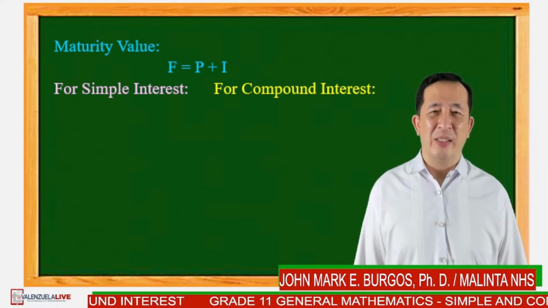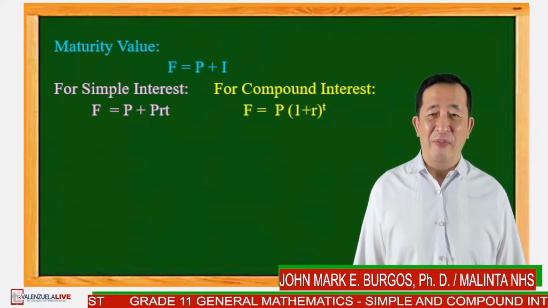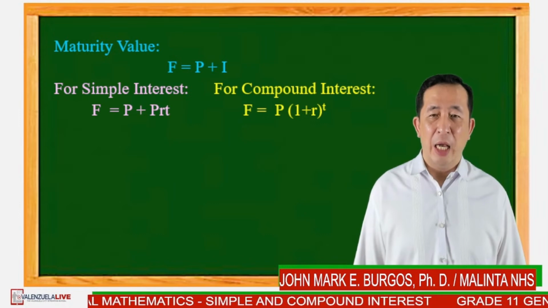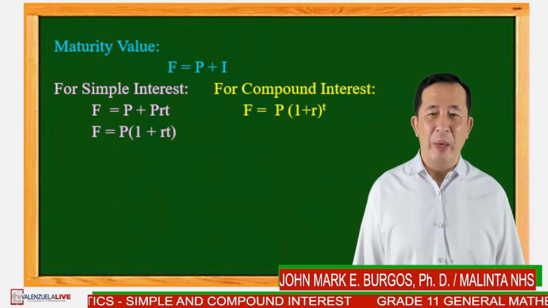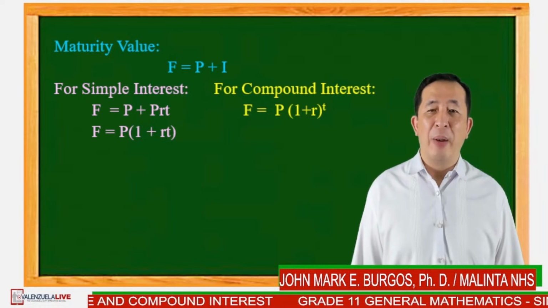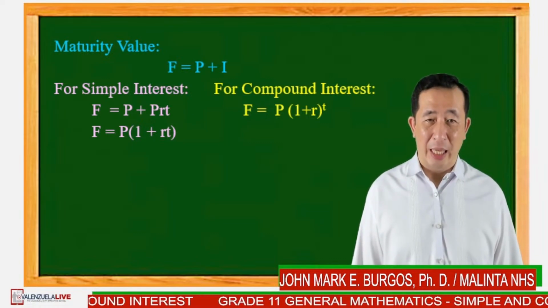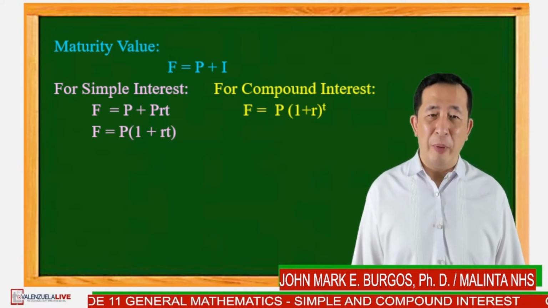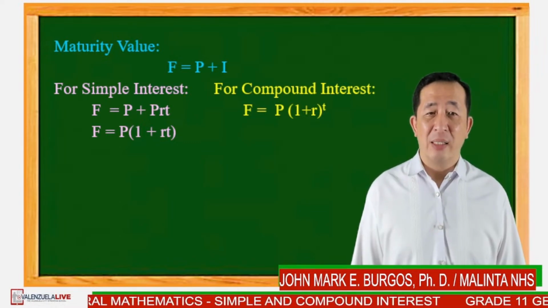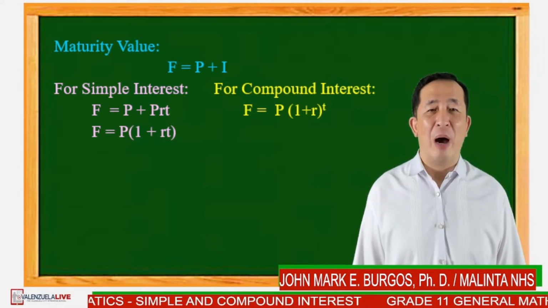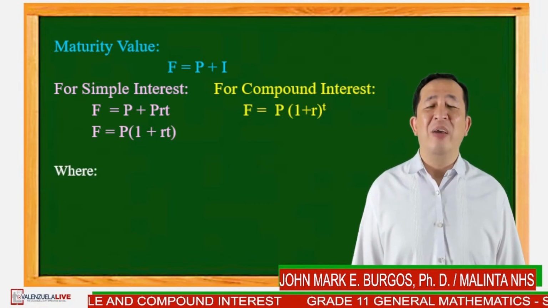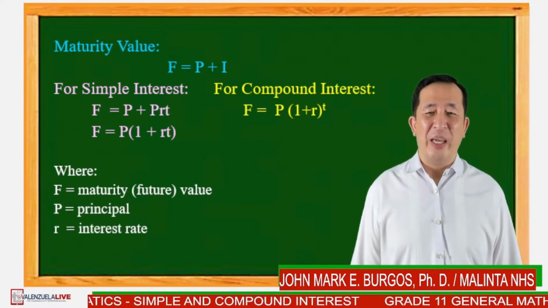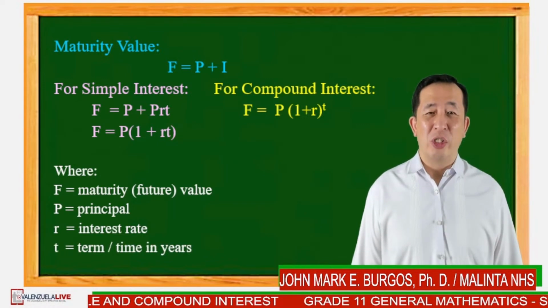For simple interest, the maturity value will be F is equal to P plus P times R times T, or F is equal to P(1 + RT). For the compound interest, we have F is equal to P(1 + R) raised to the power of T, where F is the maturity value, P is the principal, R is the interest rate, and T is the term or time in years.